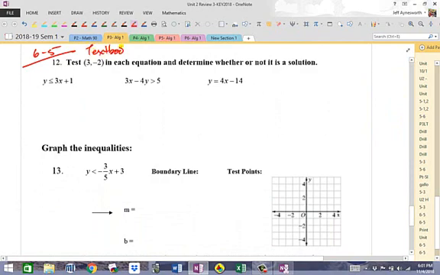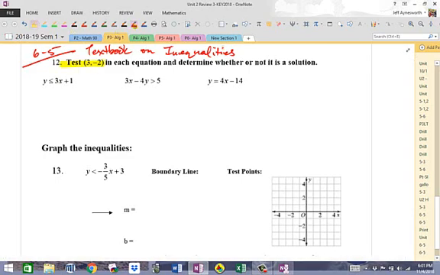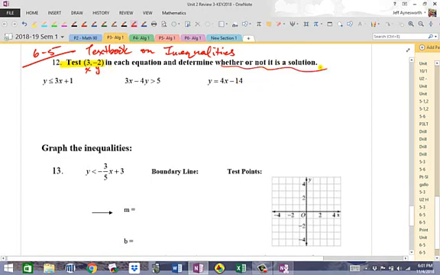Okay, on inequalities. So if you want to pull out your notes, here we go. We're going to test (3, -2), where x is 3 and y is -2, in the equation. Determine whether it is a solution or not. All right, so here we go.